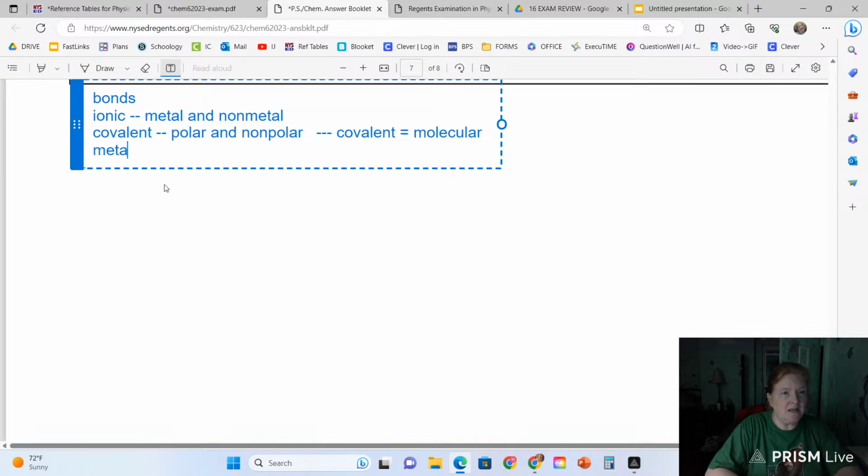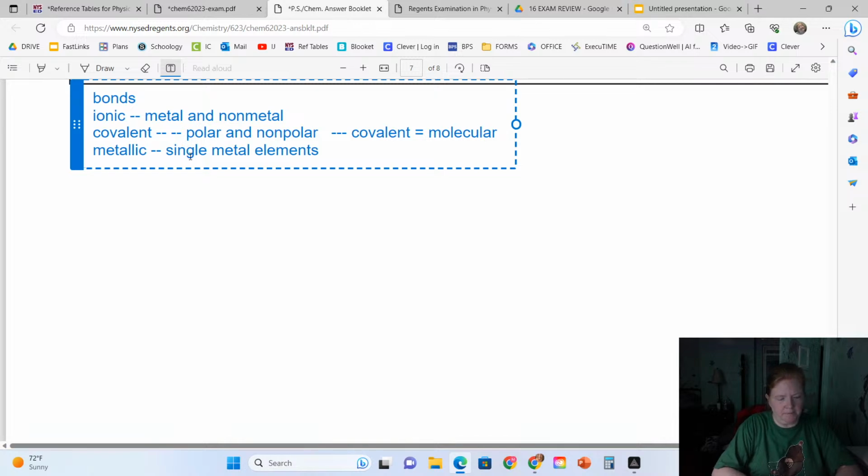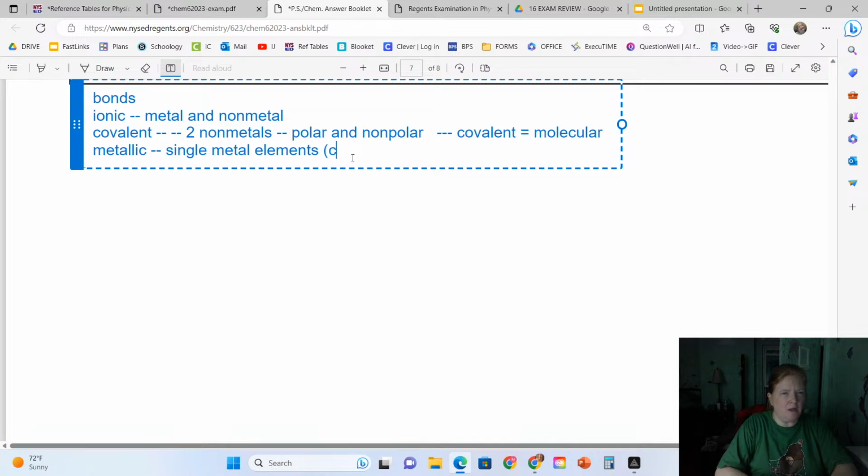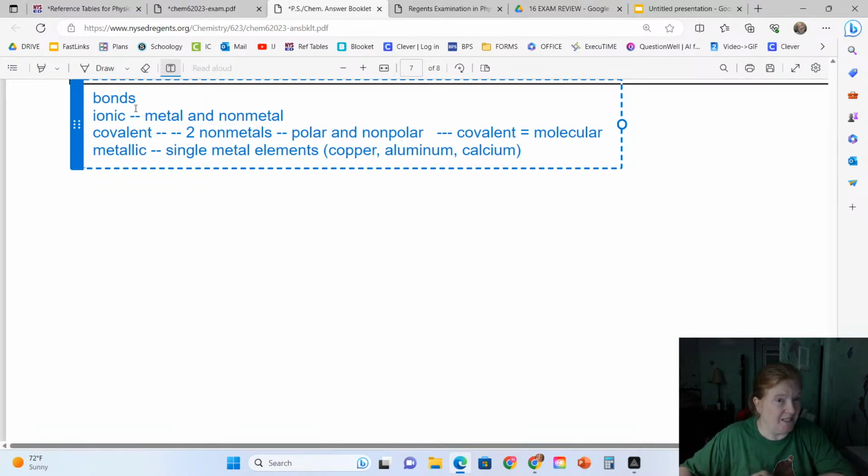And then the last kind of bonding is metallic, and that is just single metal elements. Okay. Oh, and I forgot to say, covalent is 2 non-metals. And the 2 types of covalent are polar and non-polar. And covalent also is molecular. So metallic is single metal elements like copper, aluminum, calcium, etc. Okay. So those are bonds.